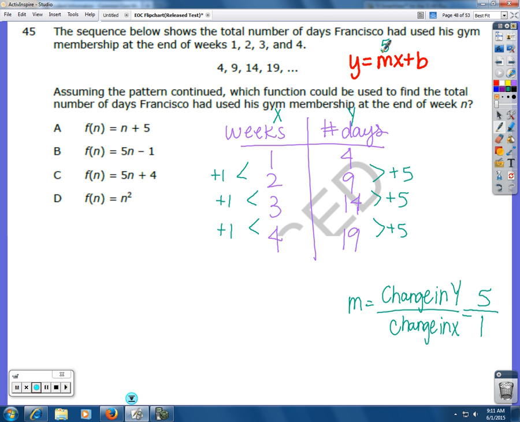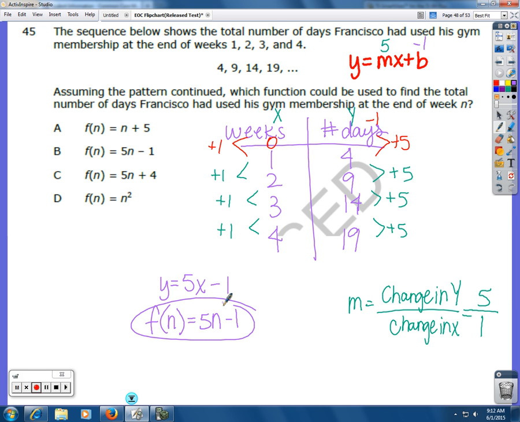To get our y-intercept, we know that the y-intercept is whatever y is when x is 0. So if we look at our x values, if we go backwards and we get 0, and then go backwards here on the y, we're going to end up at -1. So when x is 0, y is -1. So that would be our y-intercept. So our equation then would be y equals 5x minus 1. Written in the variable form that they give us, we would do f of n equals 5n minus 1.